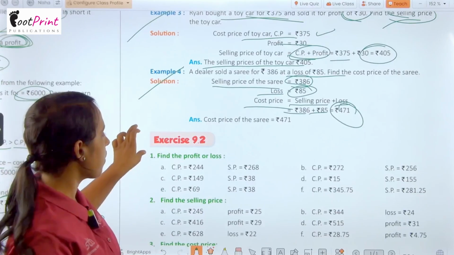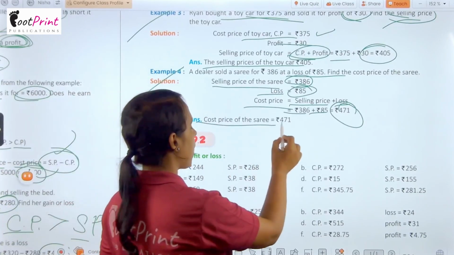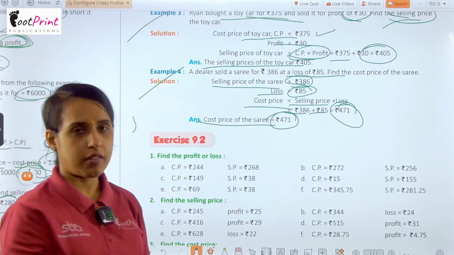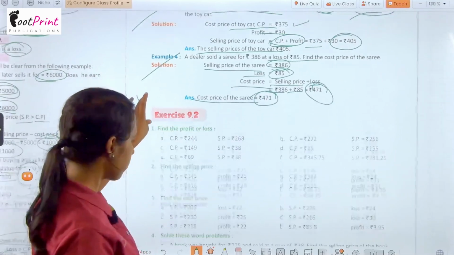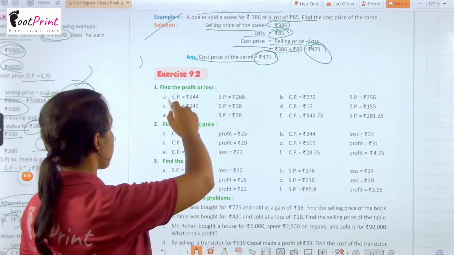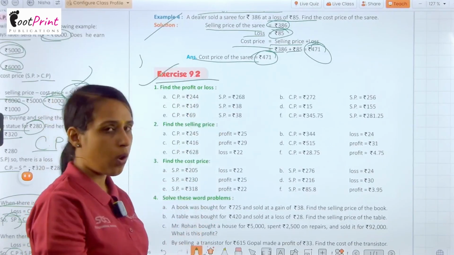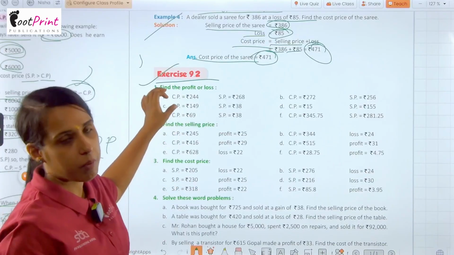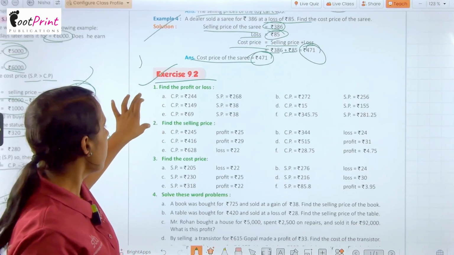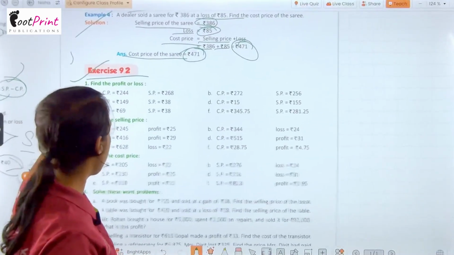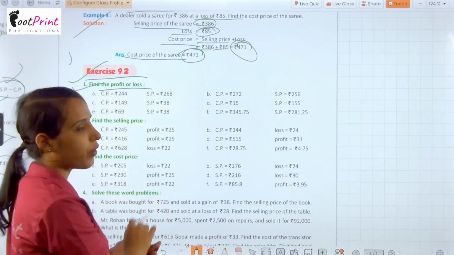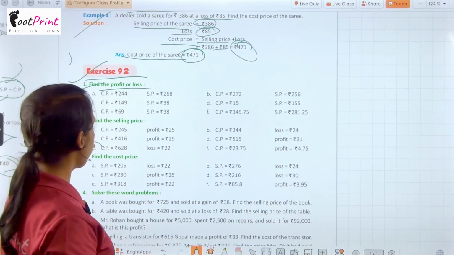So as answer we can write here, cost price of the sari is 471 rupees. Now we have exercise 9.2 on the basis of CP, SP, profit and loss. Okay, so here we have question number 1. In this we have to find out the profit or loss. And how do we find profit and loss?